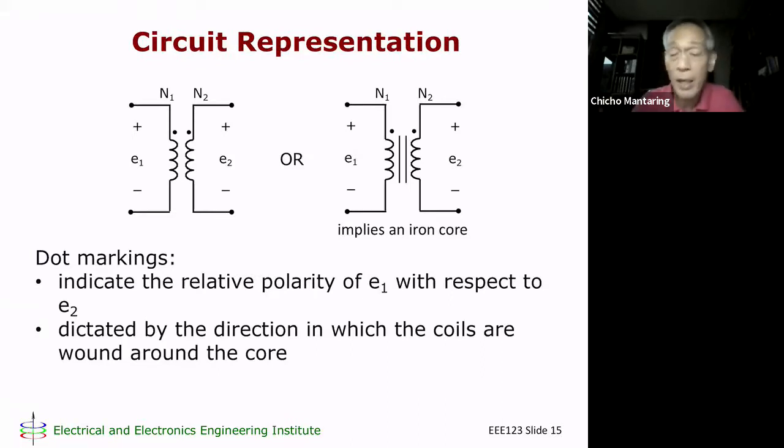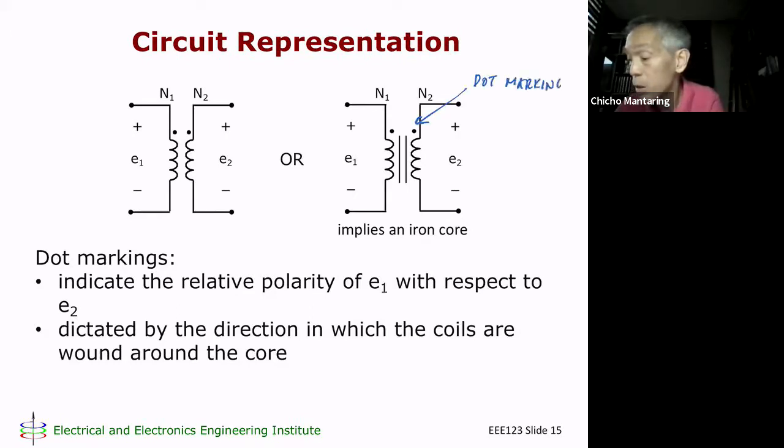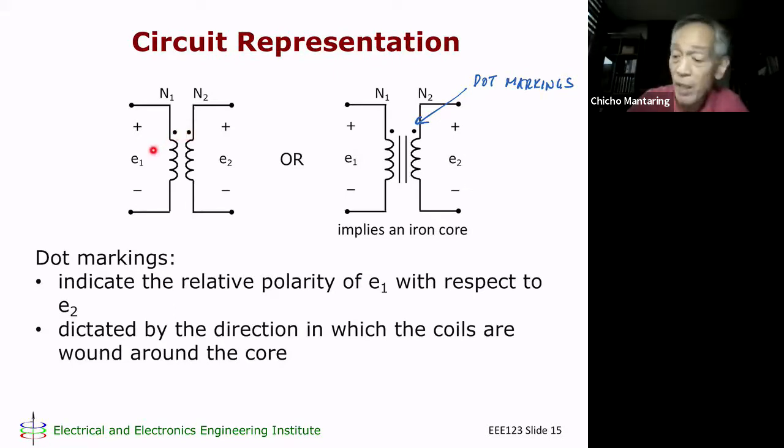And then the other thing that's important in your transformer is what we call your dot markings. These are your dot markings. So ano yung dot markings? If these are my dot markings, if the polarity of my voltage at the primary is from positive to negative, positive at the dot, then the polarity of the voltage at my secondary will also be from positive to negative, where positive is at the dot. So the dot markings will specify the relative polarity of the primary and secondary voltage.